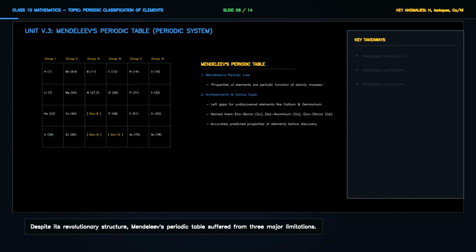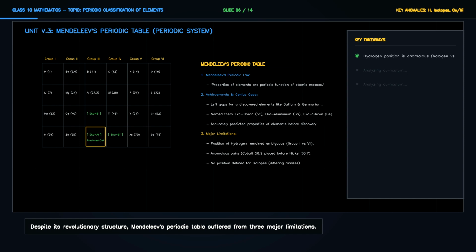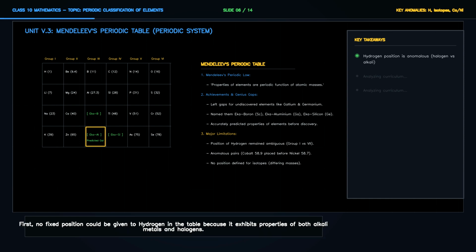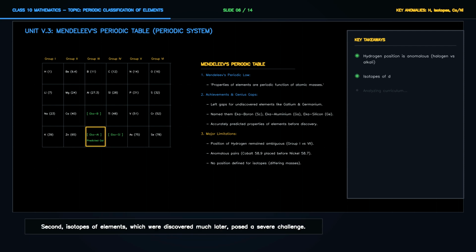Despite its revolutionary structure, Mendeleev's periodic table suffered from 3 major limitations. First, no fixed position could be given to hydrogen in the table because it exhibits properties of both alkali metals and halogens. Second, isotopes of elements, which were discovered much later, posed a severe challenge.